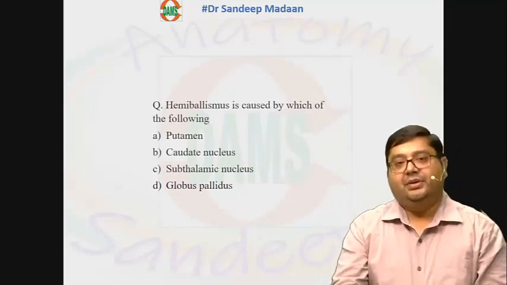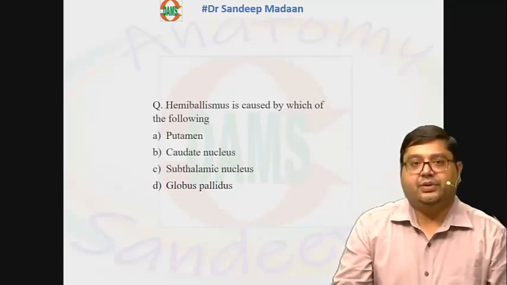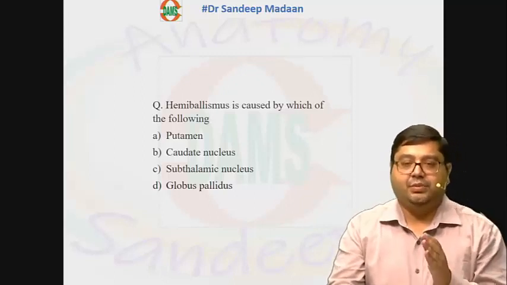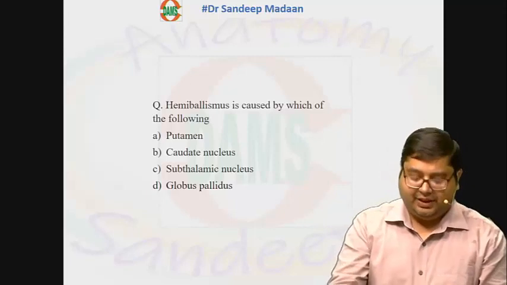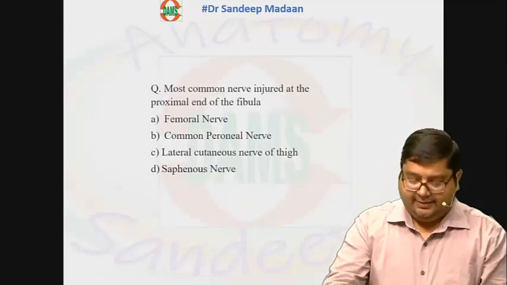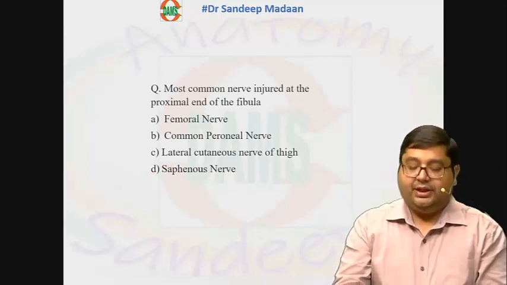Next question: hemiballismus is caused by which of the following? It is straightforward. We know hemiballismus is because of involvement of the subthalamic nucleus. Most common nerve injured at the proximal end of the fibula.